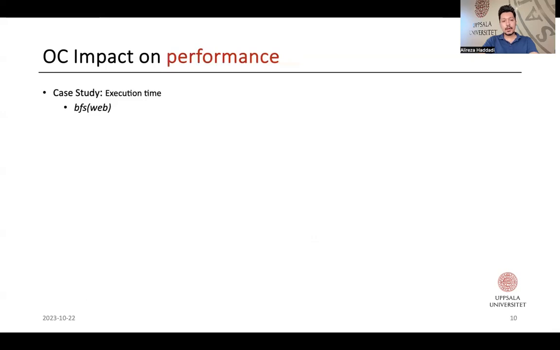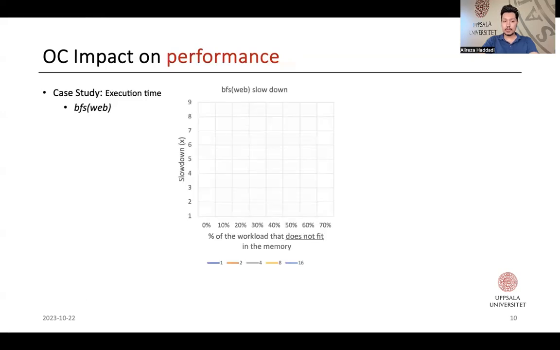Now let's see the overcommitting impact on the performance. Again, we have the same case study, and we have seen this graph before. This graph shows the amount of slowdown if a part of our workload does not fit into the main memory. So for example, for BFS Web, if 70% of the workload does not fit into the main memory, we can get a slowdown of 8x. However, if we overcommit, the slowdown is decreased to almost 3x.